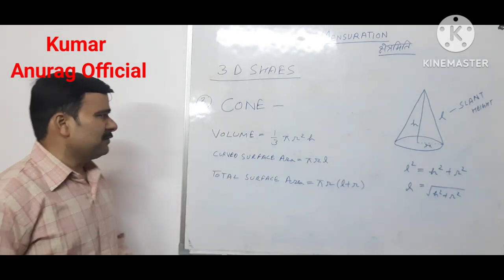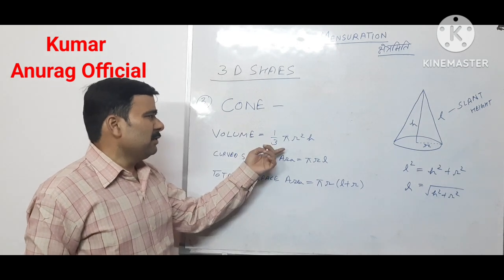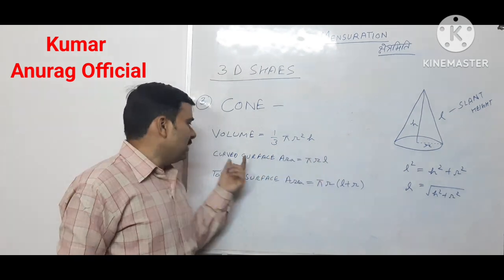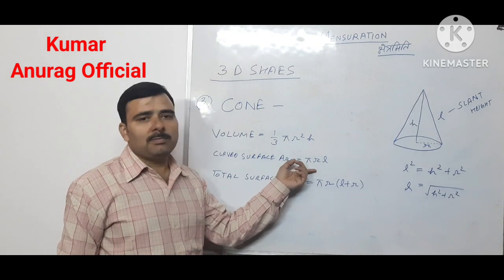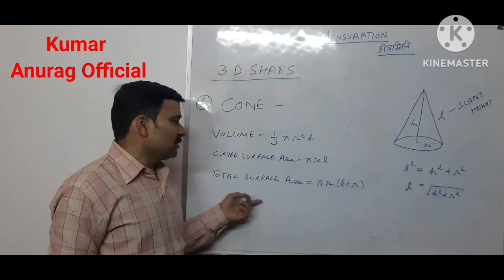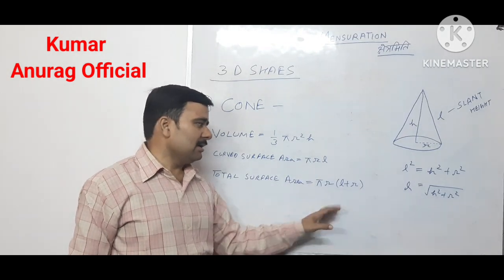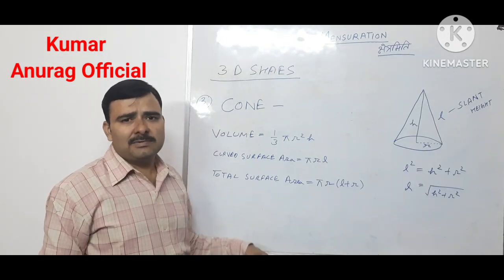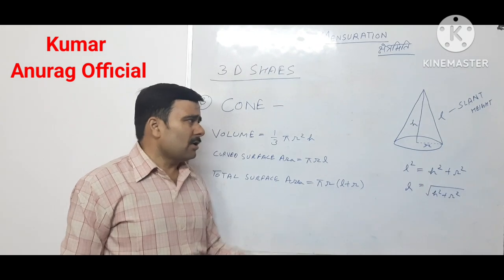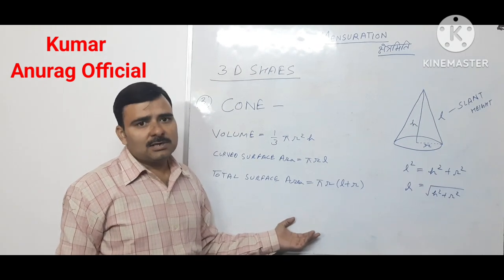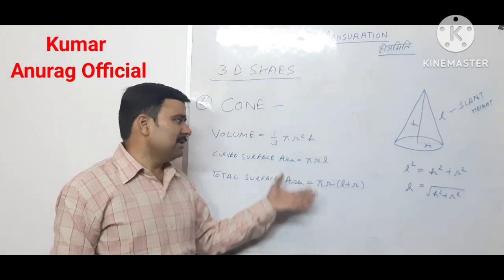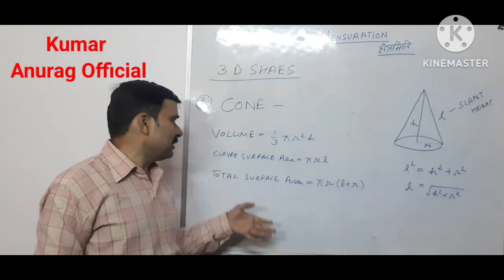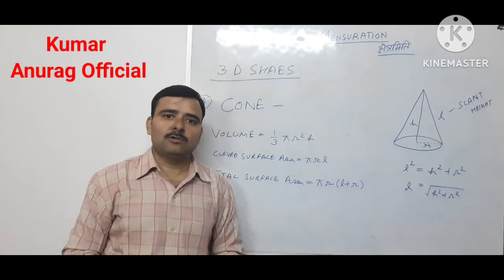Now if we want to find the volume of the cone, that will be 1 by 3 pi r square h, and the curved surface area of the cone will be pi r l, and the total surface area of the cone will be pi r (l plus r). In further classes we will discuss the cone in depth. So whenever we have any problems, after putting the values in these formulas, we can find the curved surface area, total surface area, and volume of the cone.